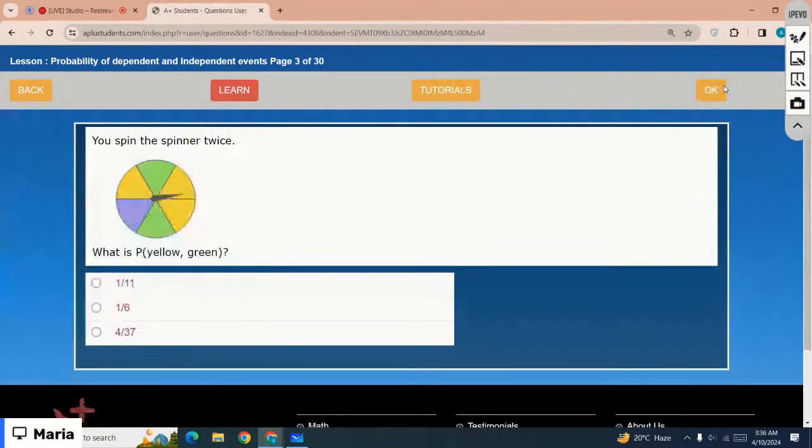You spin the spinner twice. What is the probability of yellow and probability of green? The correct option is 1 out of 6.